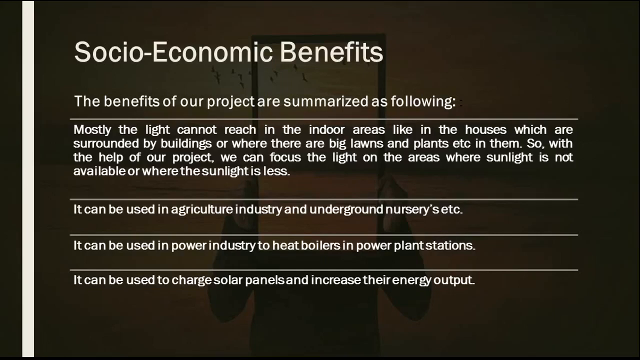It can be used in the agriculture industry for providing sunlight to areas like nurseries etc. that are underground or where sunlight is required but cannot reach. It can be used in the power industry to heat boilers in power plant stations, which can reduce fuel costs and pollution due to burning of fuels. It can be used to charge solar panels which are fixed and not rotatable, so it can provide them sunlight at every angle and increase their energy output.